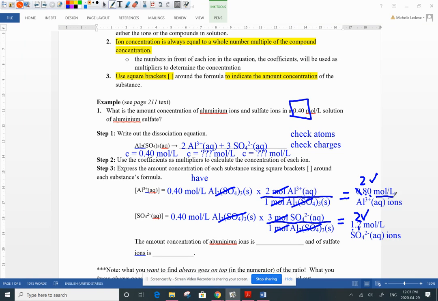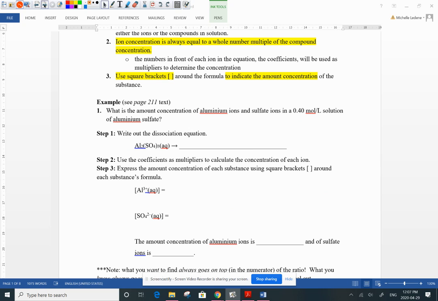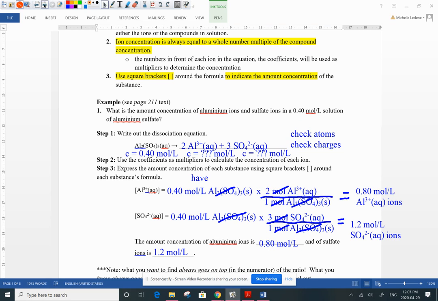Do I have my units in moles per liter? Yeah. And have I identified the species, the entity, the thing? Yeah, I've got aluminum, and I have my state is aqueous. Okay, so make sure you're putting all those things in your answer. And then you can just summarize what is the amount concentration. Aluminum, 0.8 mole per liter, and sulfate was 1.2.